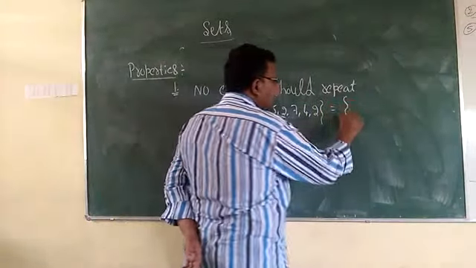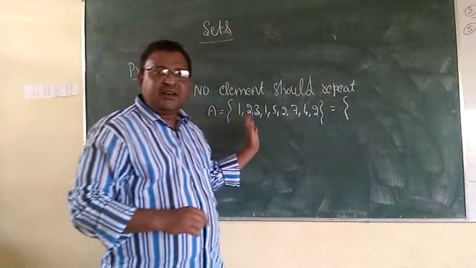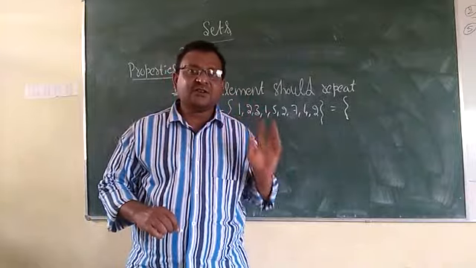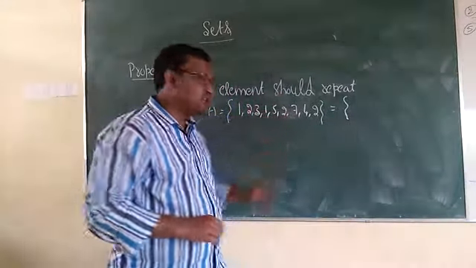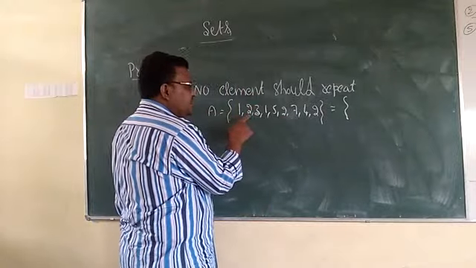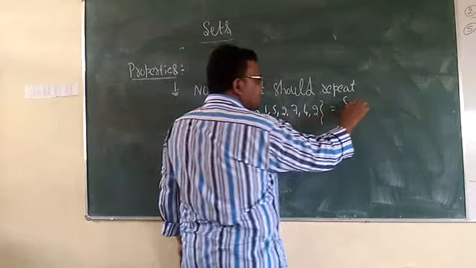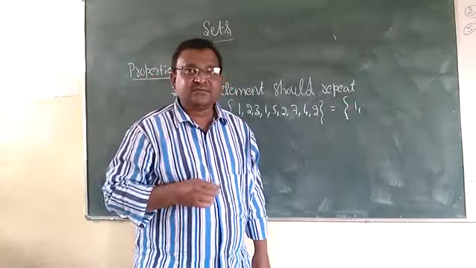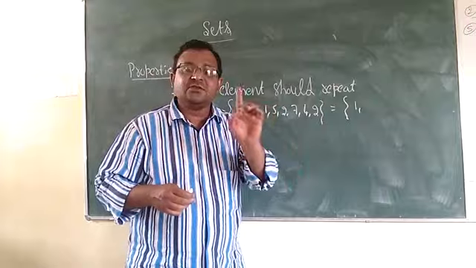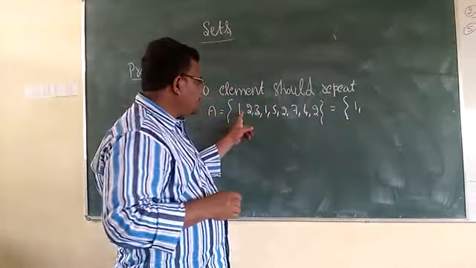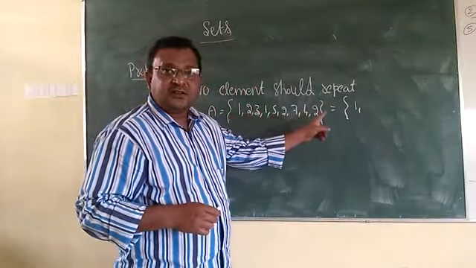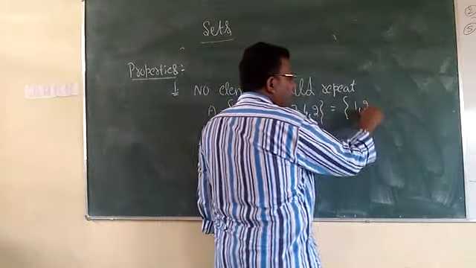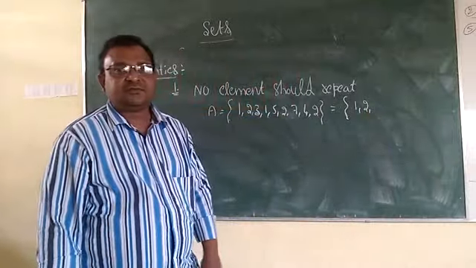So here, if any element is repeating, we have to take it into count only once. So when rewriting this set, if one element is repeating again, we take it into count once only. Why? Because no element should repeat. Next, 2 is repeating 3 times here, so we have to take one element only.